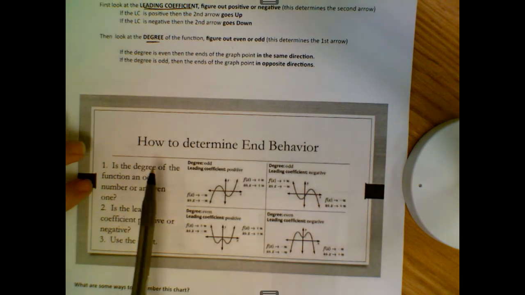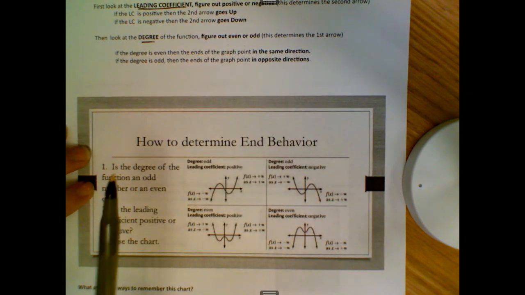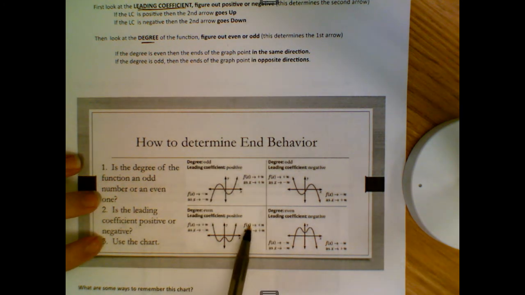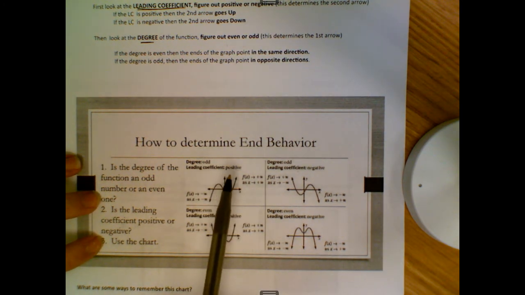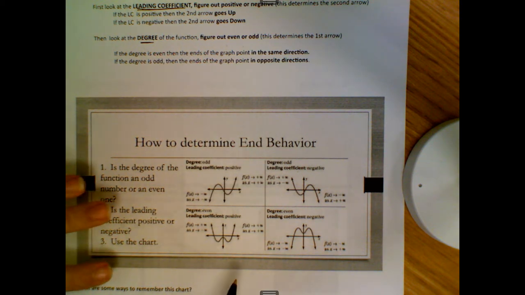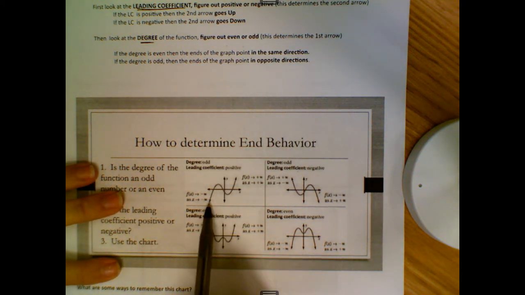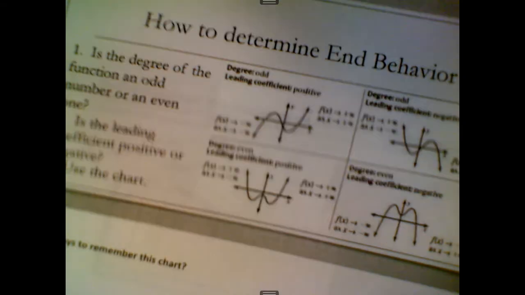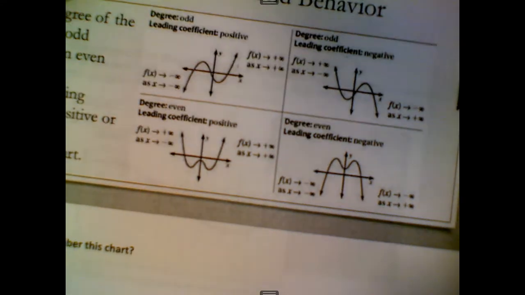So after you figure out if the degree is even or odd and the leading coefficient is positive or negative, you're going to use this chart to identify the end behavior. There are 2 ways to do end behavior, and I want you to do both every time. You draw it with the arrows and you draw it with the fancy math symbols. So I'm going to zoom in so you can see these fancy math symbols even more.